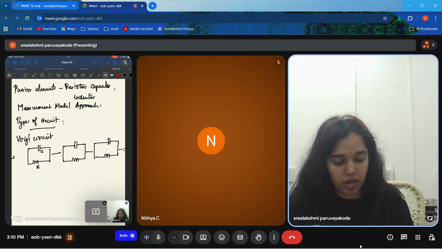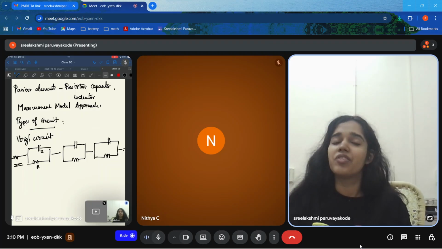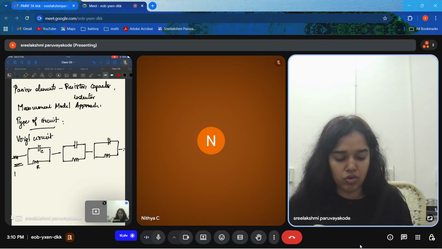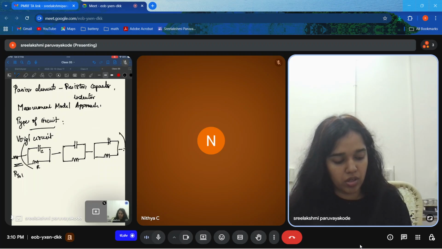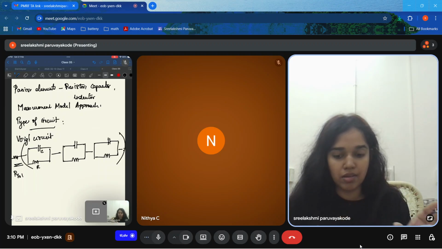So, we also have a resistor in the beginning. This we have seen in the first or second class. This is nothing but the solution resistance. Everything else we'll be using to model the system.